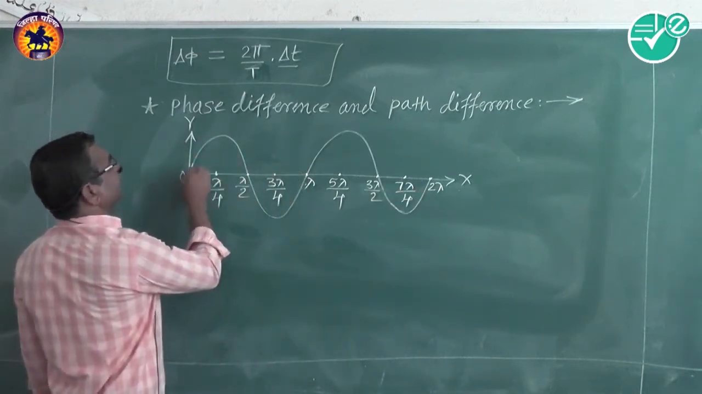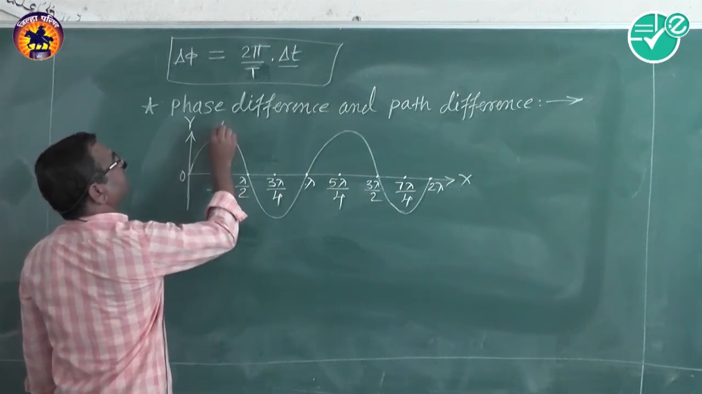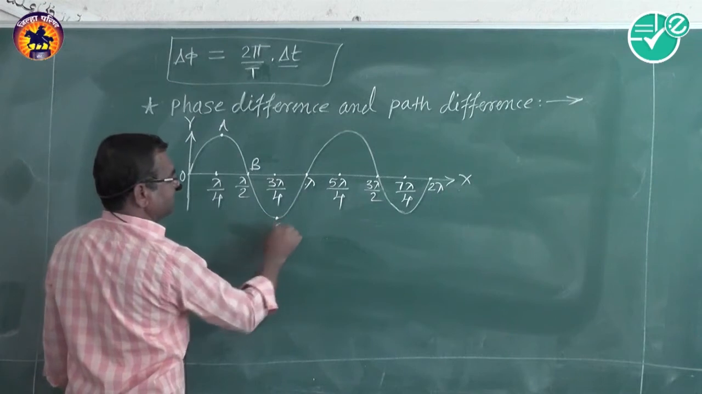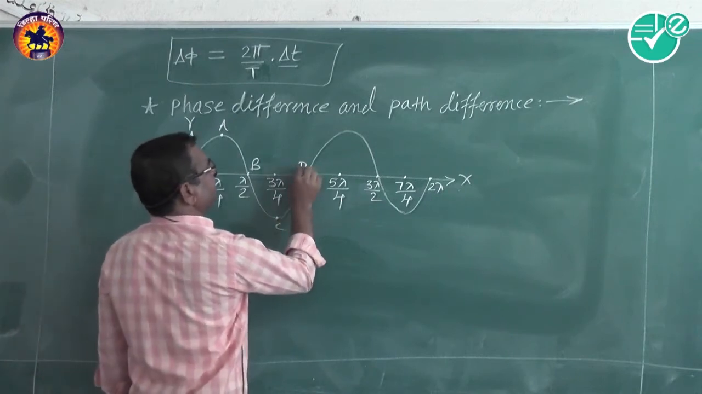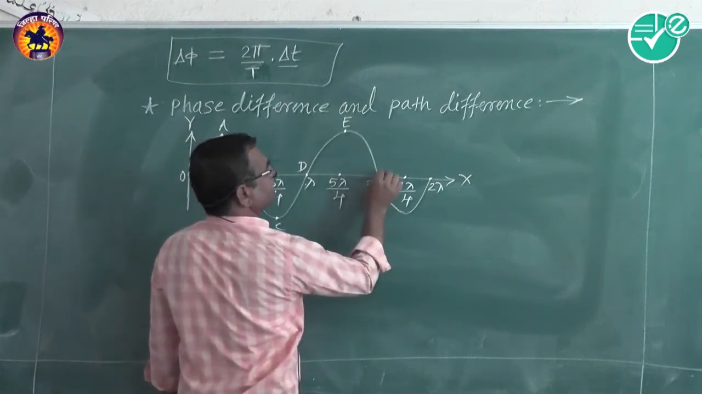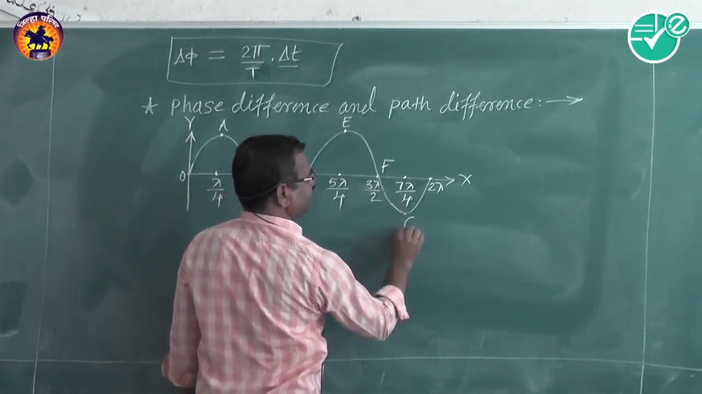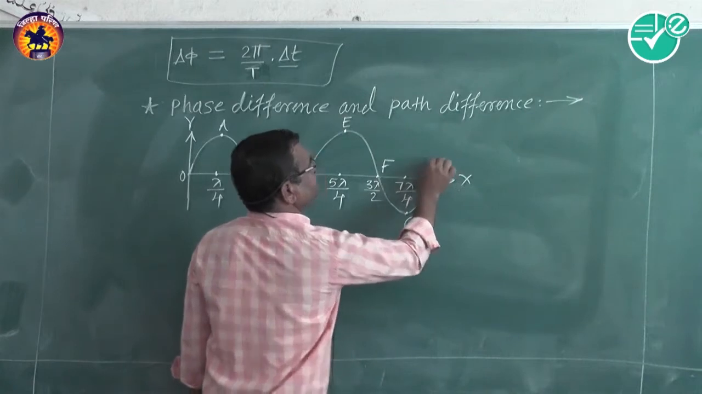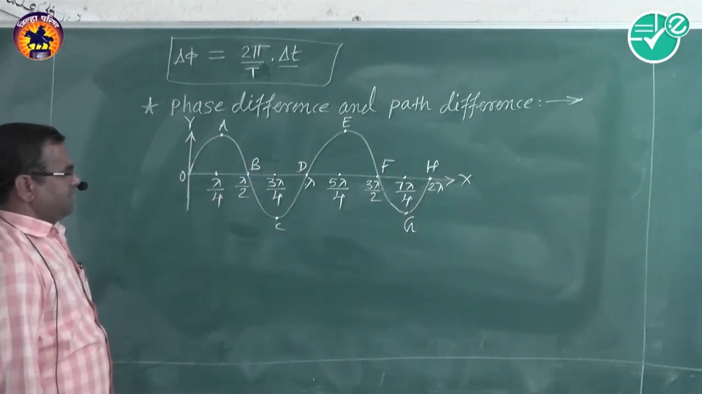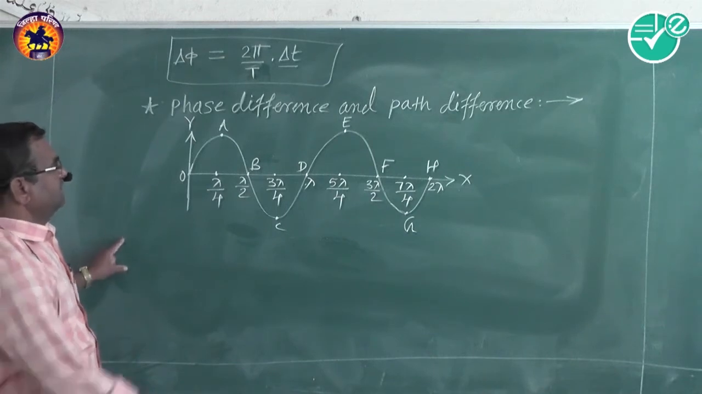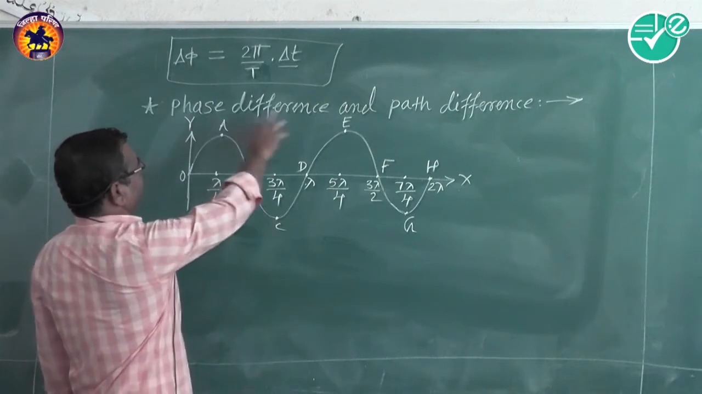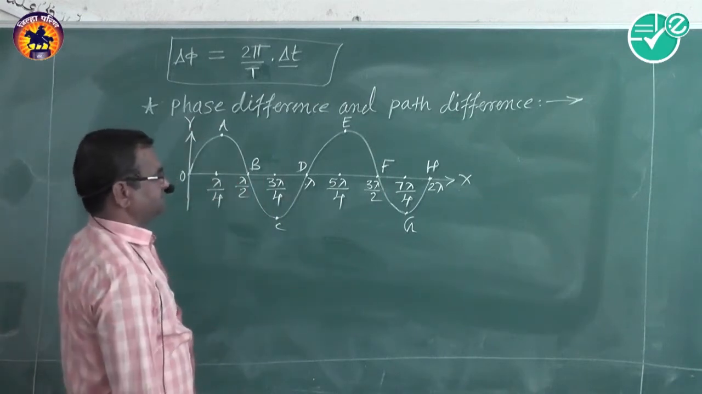If we consider this point as A, this point B, this point C, this point D, E, this F, this G, and this is H. Here we will learn phase difference and path difference.